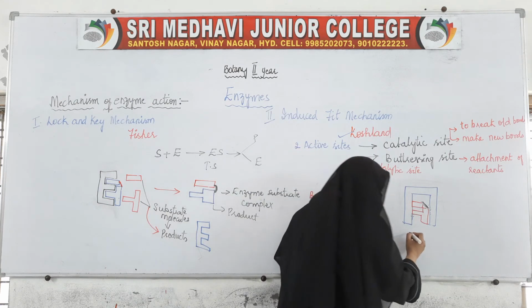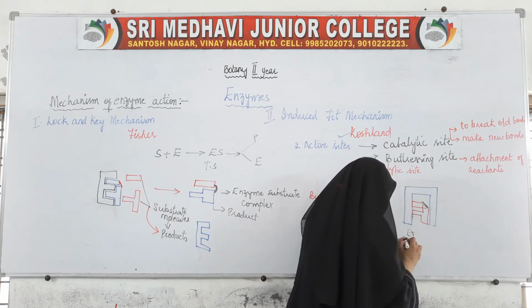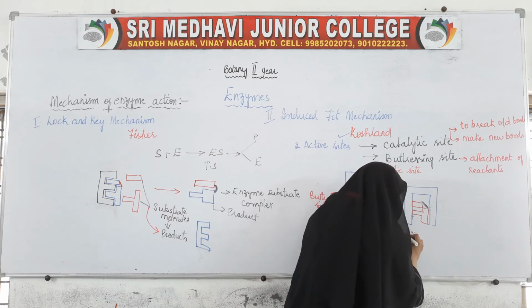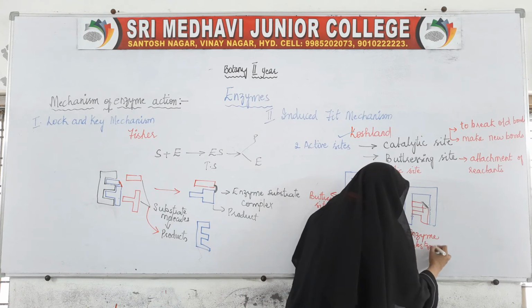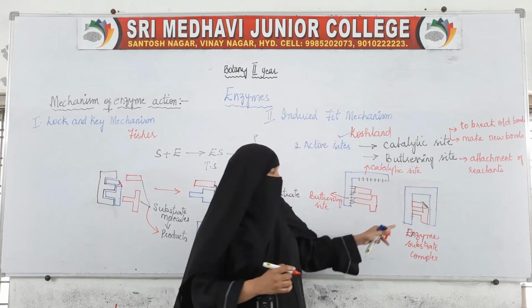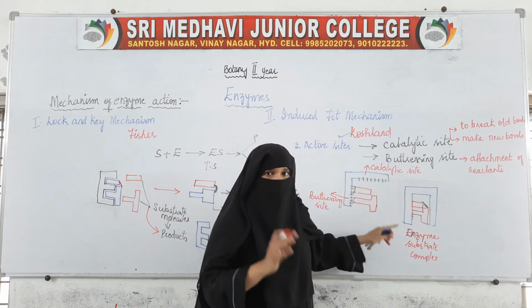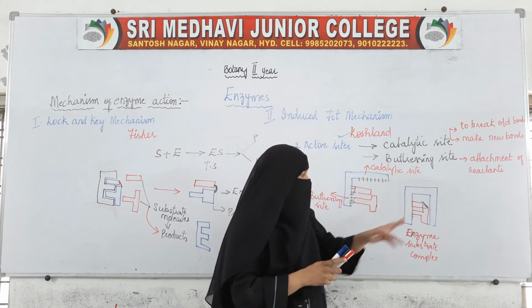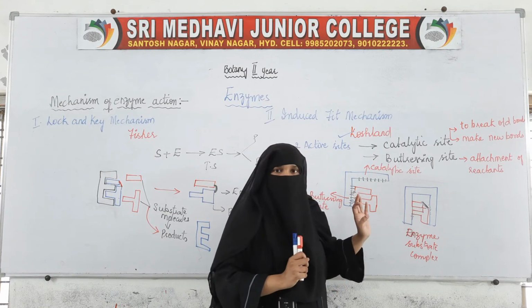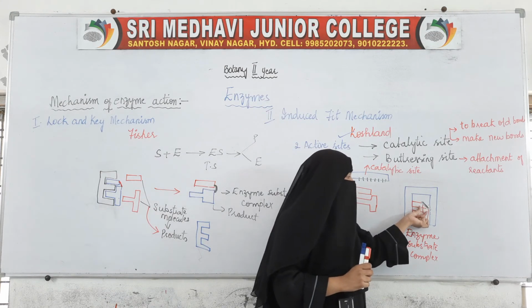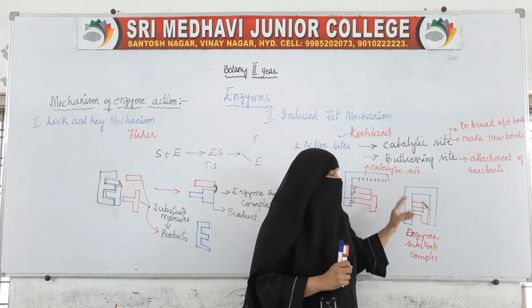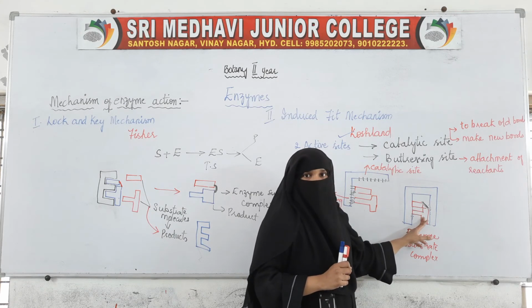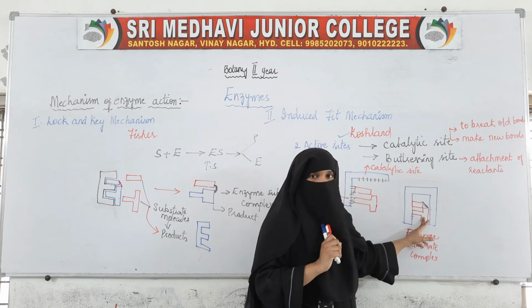This is nothing but the enzyme substrate complex. Okay, the complex is formed. Now the bond is formed, and a complex between enzyme and substrate has been formed. So now the enzyme has to be removed from this product. Enzyme has to be removed and we have to get the product.